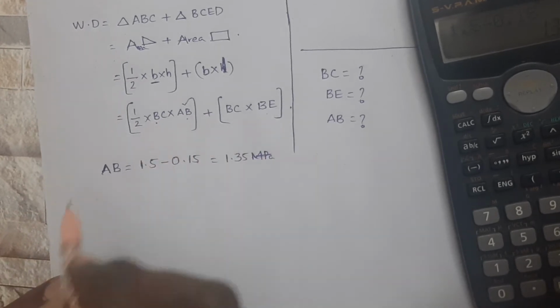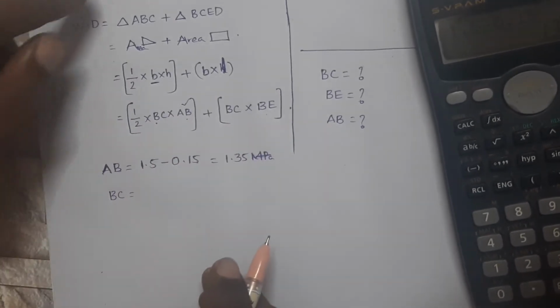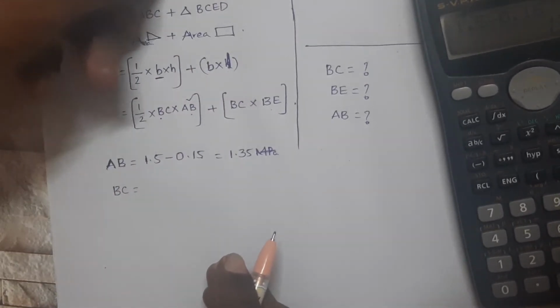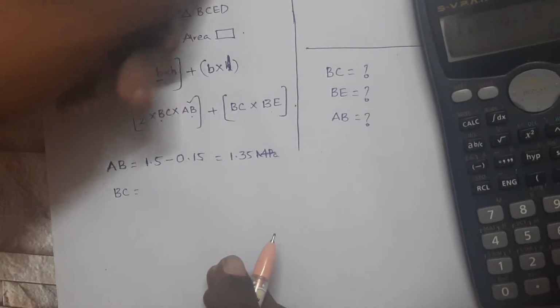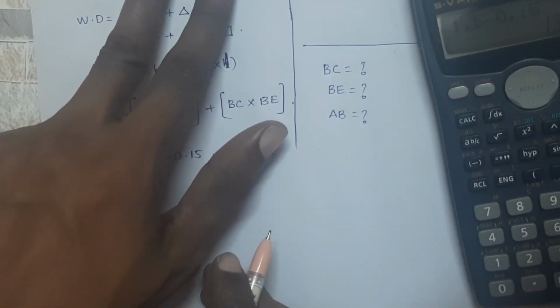BC, and BC we need to get. BC is equal to this base. From here to here the piston is moving, means there is a stroke length. Directly we can take as a stroke length.